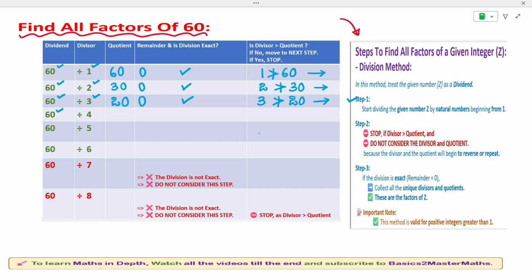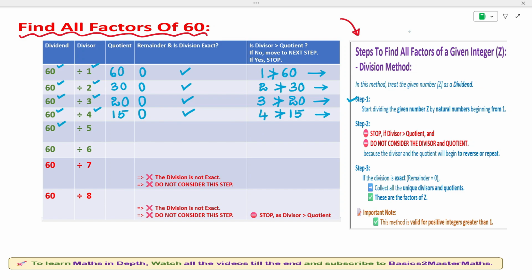When we divide 60 by 4, we get 15 as the quotient and 0 as the remainder. So, this division is exact. In this case, the divisor 4 is not greater than the quotient 15. So, move to the next step.